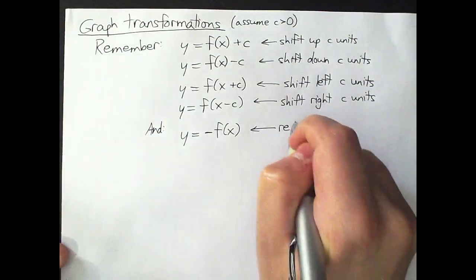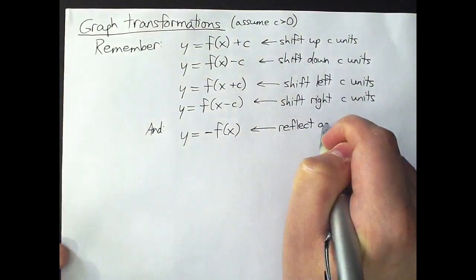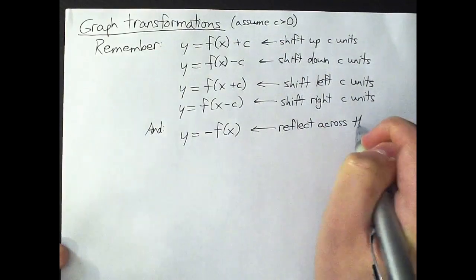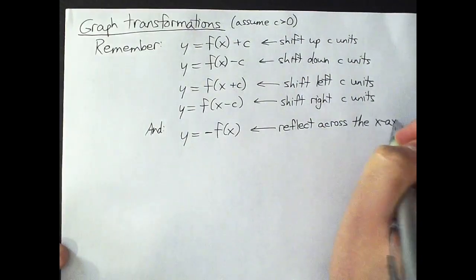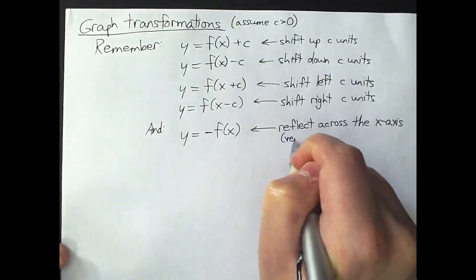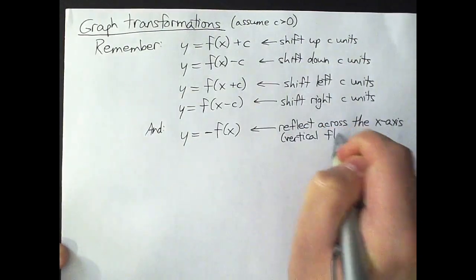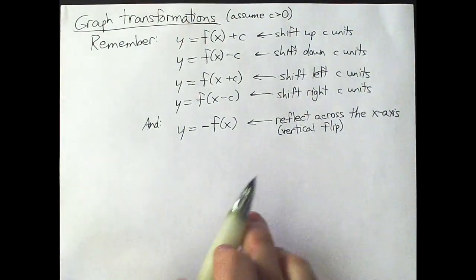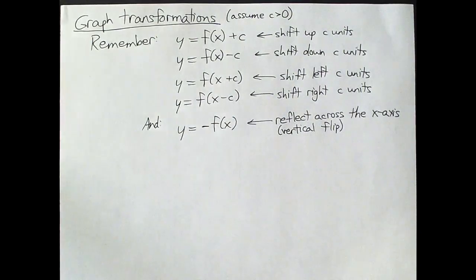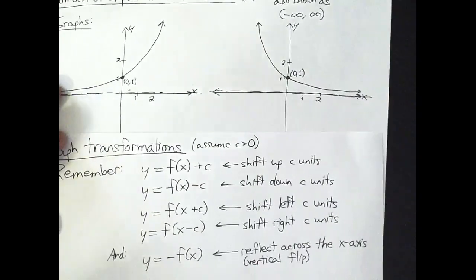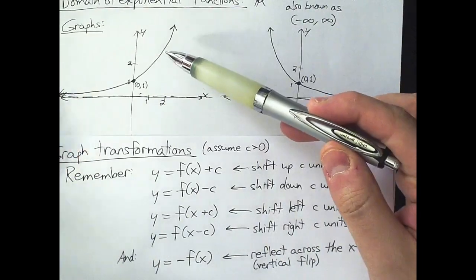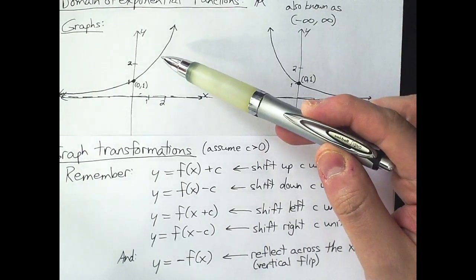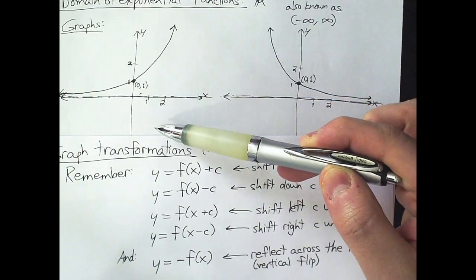So this is going to reflect across the x-axis. In other words, this is a vertical flip. Why am I saying x-axis? Well, think about if you were to take something and flip it vertically. Let's look at these pictures again. Like if I wanted to take this first picture and flip it vertically, we would flip it across the x-axis.